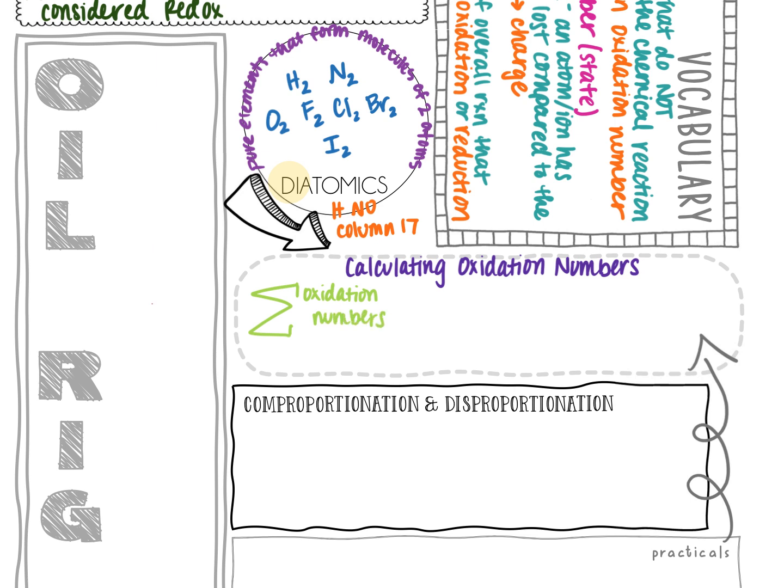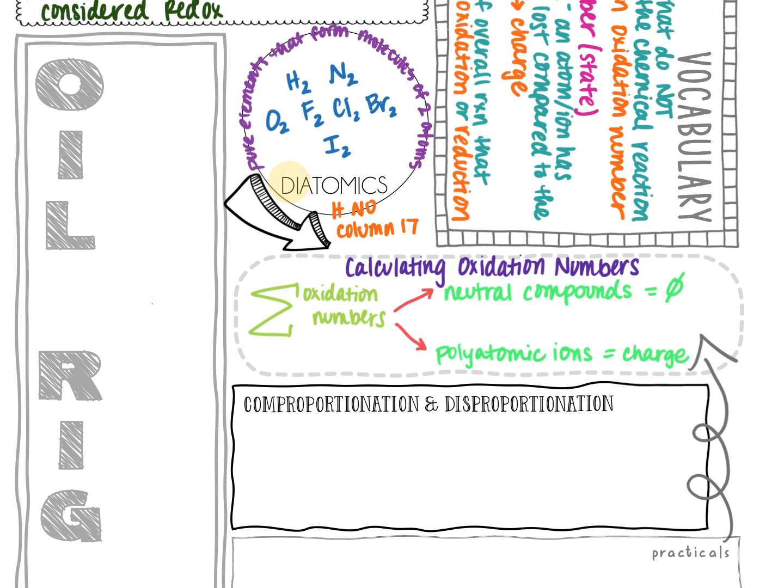And we look at the sum for 2 different categories. One is for neutral compounds, where the sum of all of the oxidation numbers is going to equal 0. And the other one is for polyatomic ions, where the sum is going to equal the charge.